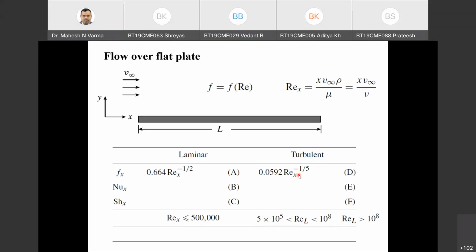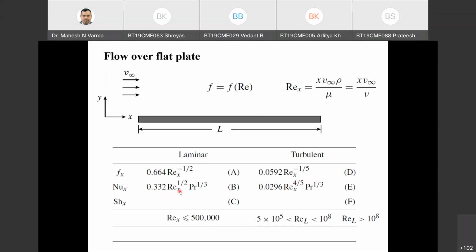Sir, it is 0.0296 Rex raised to 4 by 5 into Pr raised to 1 by 3, plus 4 by 5. Very good. So these are the equations. This will give me the local value of Nusselt number for turbulent and transient flow.